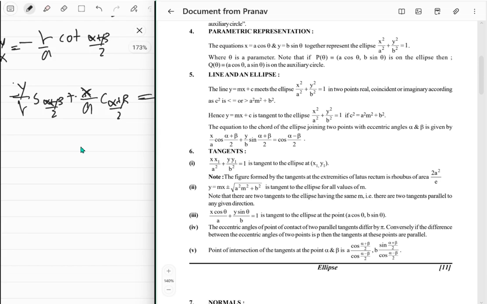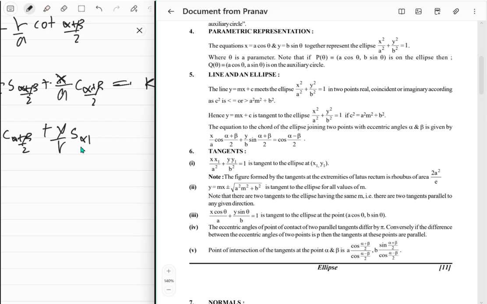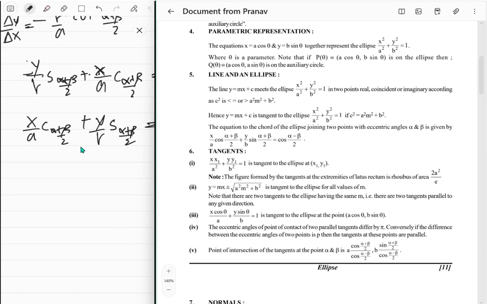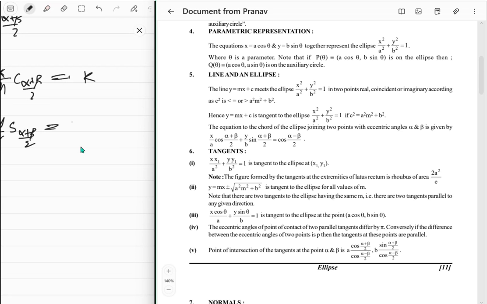Yeah, sure. So that just means x upon a cosine of alpha plus beta upon 2 plus y upon b sine of alpha plus beta upon 2 is equal to, just put that point in there to get the value of k right away. That will be, so a cosine alpha, right? Sine alpha times cosine of alpha plus beta upon 2, and then plus sine alpha sine of alpha plus beta upon 2. Does that ring a bell? Of course, it's going to ring a bell. Alpha minus alpha plus beta upon 2, which is like cosine of alpha minus beta upon 2, right? That's why this is the equation. So nice, I guess, right?